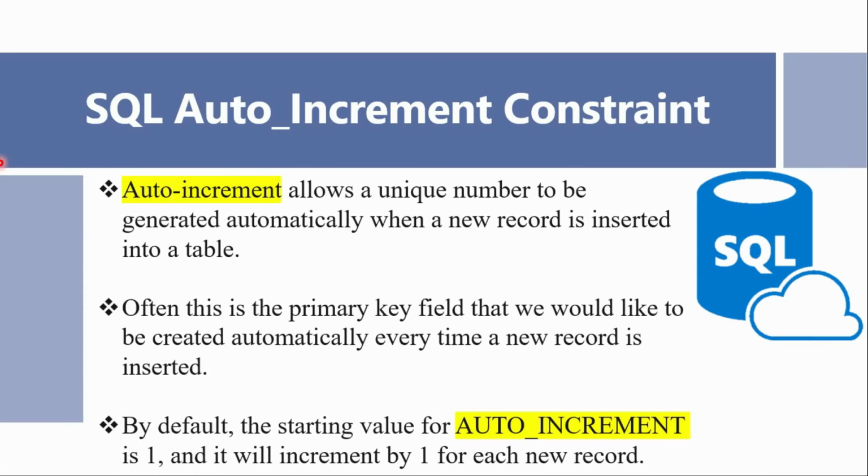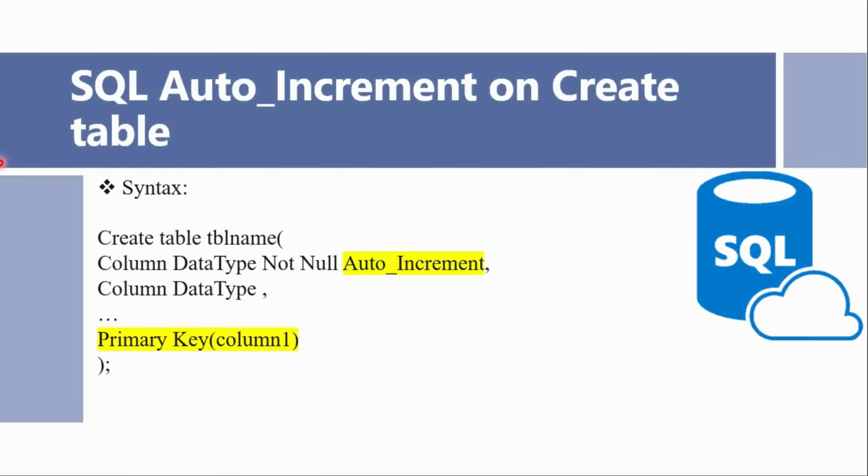Coming to the auto increment constraint, it allows a unique number to be generated automatically. While we are inserting the data into the table, we do not need to give the input for a column. It automatically generates the sequence number for that column, for the primary key. By default, its starting value is 1 and it is incremented by 1. If you want, we can change it, and this is the auto increment on create table.